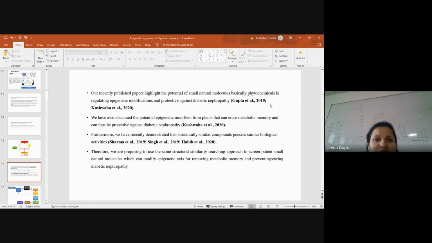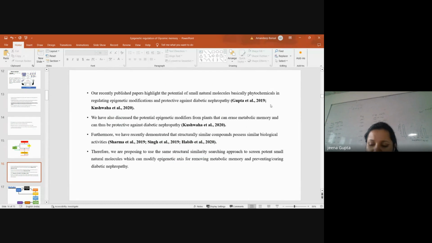We have designed our experiment in such a way that we use a technique of structural similarity searching, in which we take the synthetic drugs or other known natural molecules which are already known to have an effect on a particular disease. We take those known molecules and we want to mimic their activity.